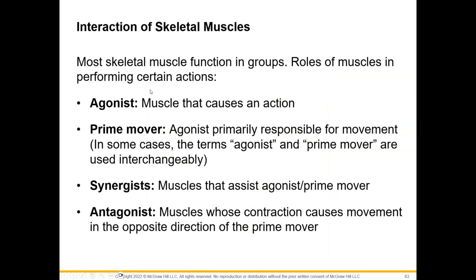Most skeletal muscles function in groups. So the roles of the muscles in performing certain actions include an agonist. That's the muscle that causes an action. A prime mover. The agonist primarily are responsible for the movement. In some cases, the terms agonist and prime mover are used interchangeably, and they are most of the time. We usually can use either one of those terms. The synergist is the muscle that assists the agonist and prime mover. The antagonist is the muscle whose contraction causes movement in the opposite direction of the prime mover.